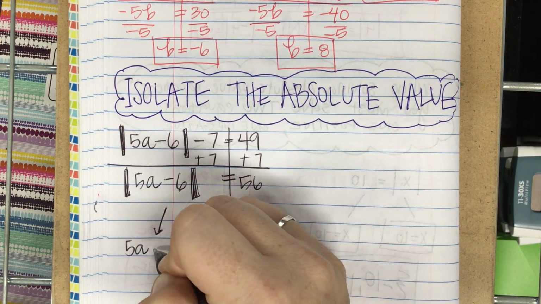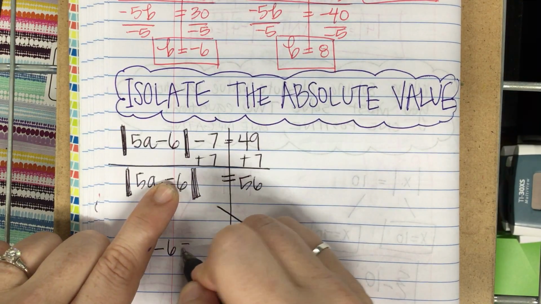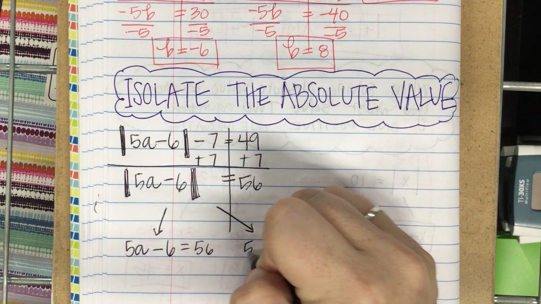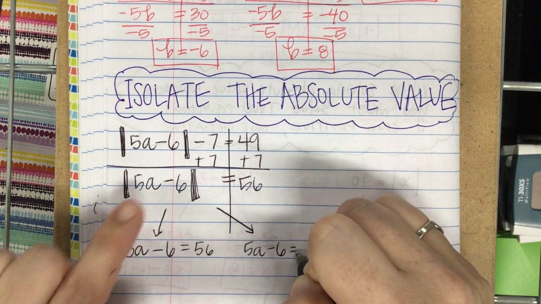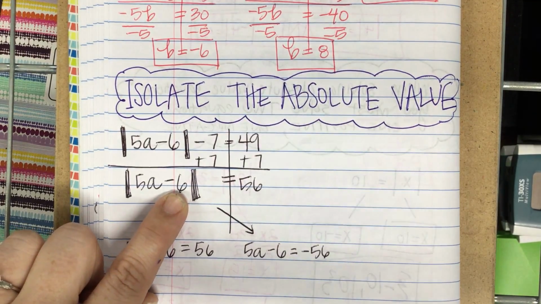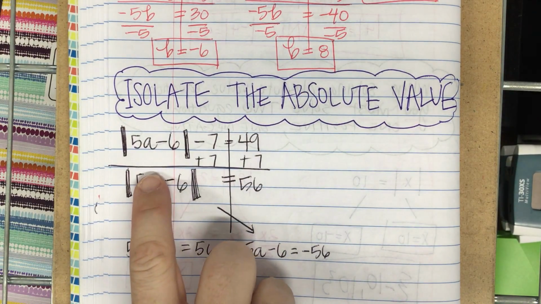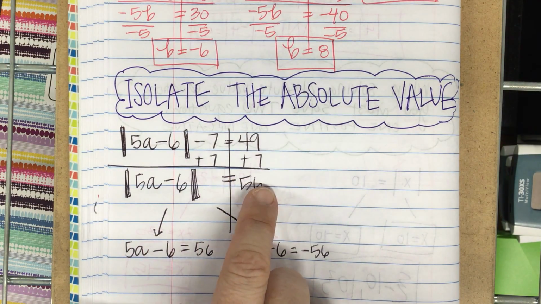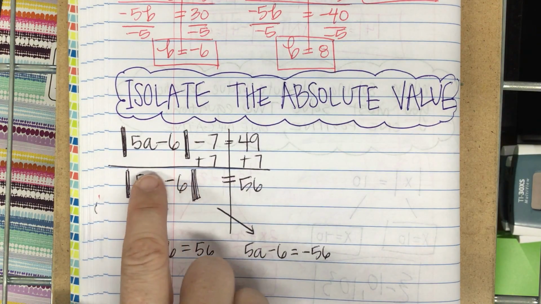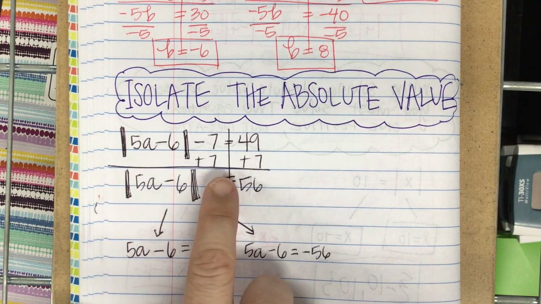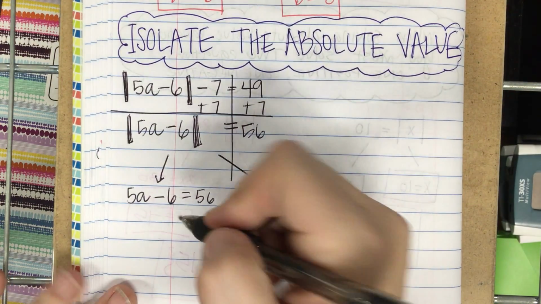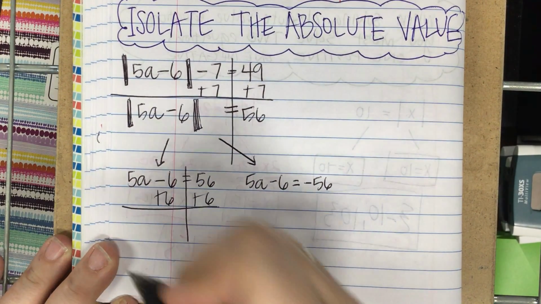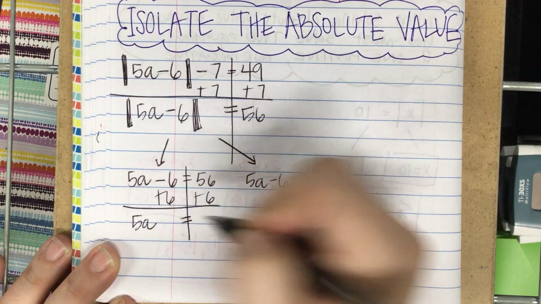5a minus 6 needs to either be the positive value of 56 or 5a minus 6 needs to be the negative value of 56. Because if I have a positive 56 inside this absolute value, I'll get an answer of 56. Or if I have a negative 56 inside this absolute value, I'll get an answer of 56. So I'm going to add 6 to both sides. 5a equals 62.